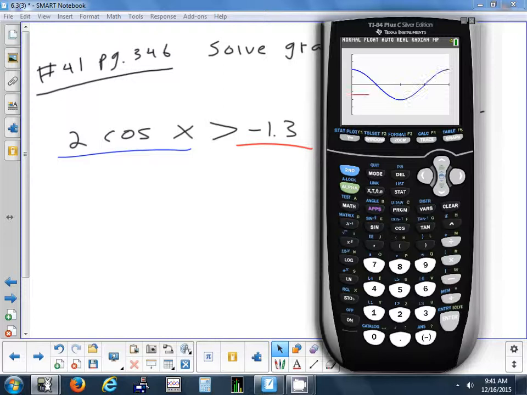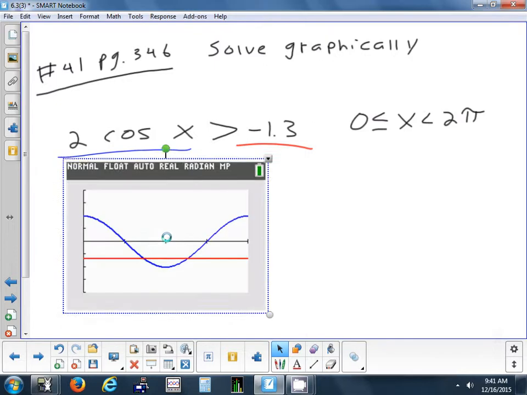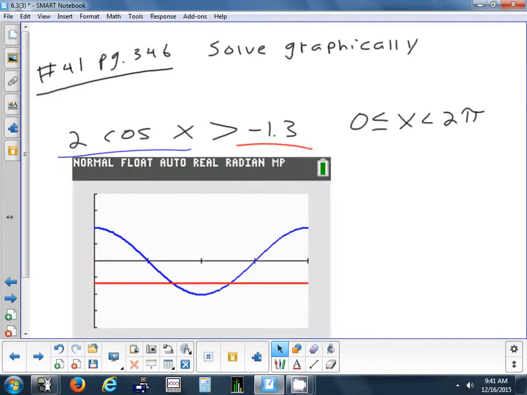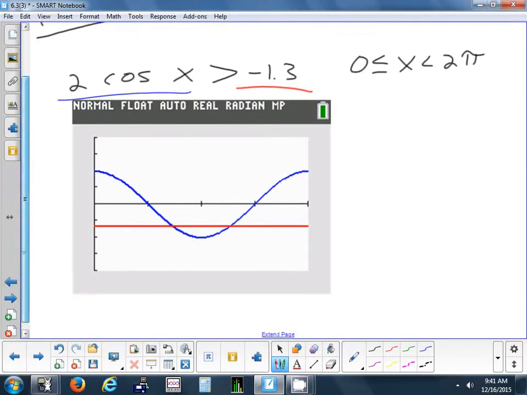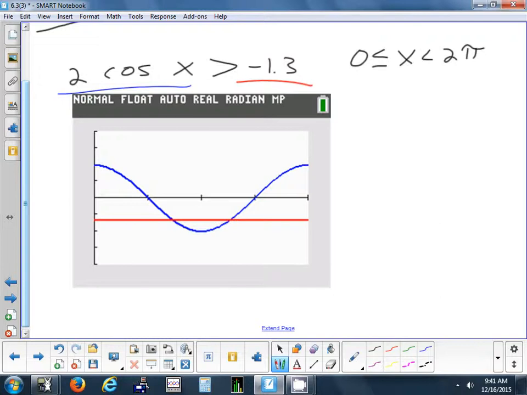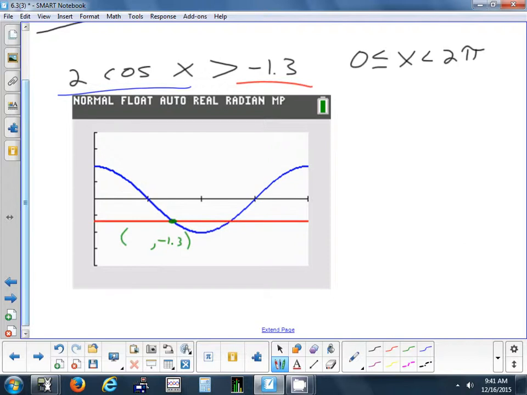All right, so where is the blue graph above the red graph? What's my first step? What do I have to do? Yeah, I got to see at least where they cross. So I know the y value here is negative 1.3 because that's what we're intersecting. What I need is the x value. Anybody have the 2.27? Thank you.